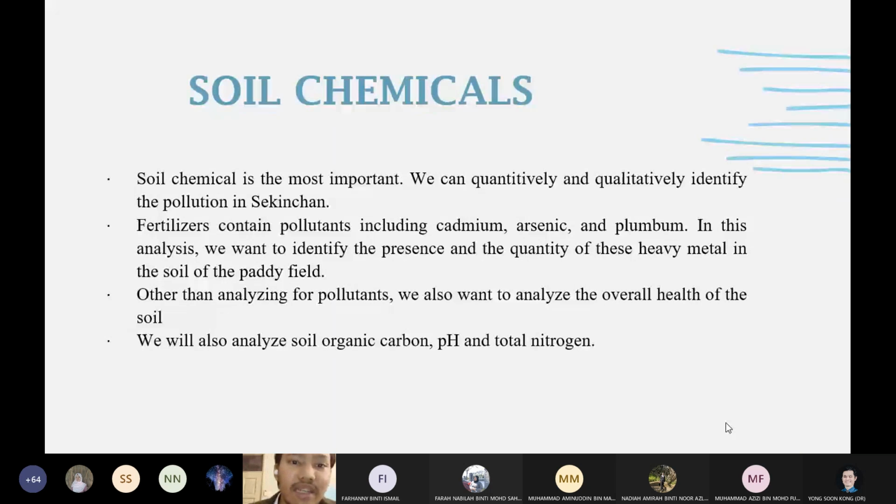Next, soil chemical analysis can be considered the most important sampling because in this part, we can qualitatively and quantitatively assess the pollution that is happening in Sekinchan. For example, fertilizers are known to contain heavy metals including cadmium, arsenic, and plumbum. So in this part of sampling analysis, we want to identify the presence and the quantity of the pollutants. Other than that, we also want to analyze the overall health of the soil by determining the soil organic carbon, pH, and the total nitrogen in soil.